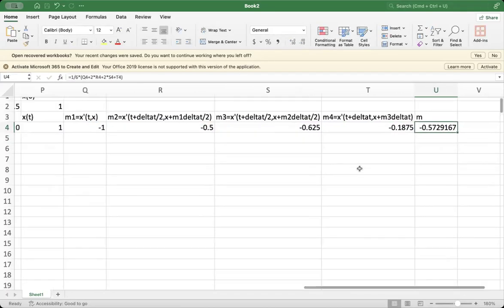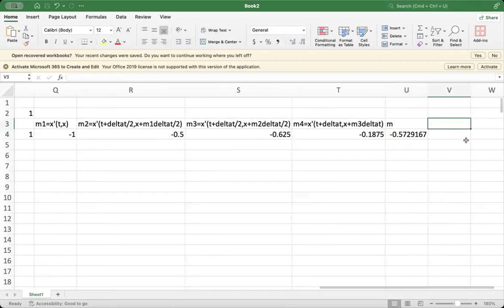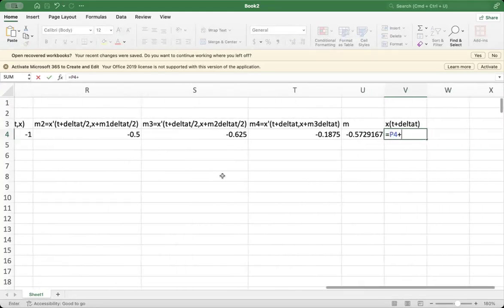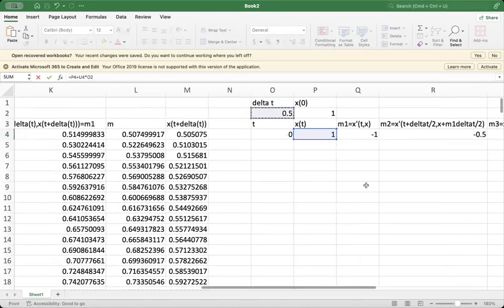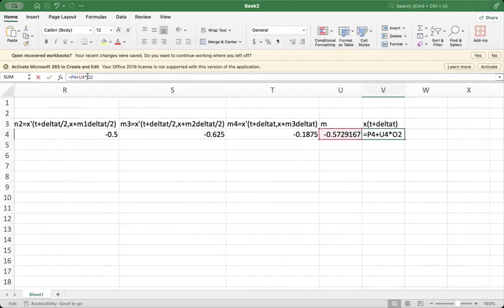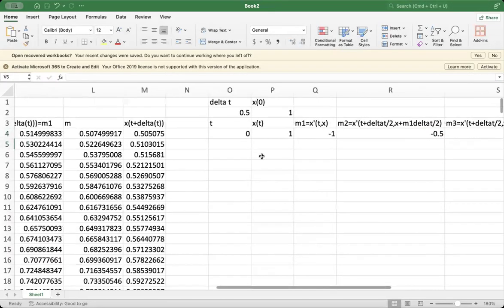And it gets you this slope that's an average of these slopes, trying to capture a lot of things. Now finally we get our next point, x of t plus delta t, the actual next point. How do we get it? We follow this slope. So it's equal to where we started, x, plus this new slope times our delta t, and to make sure that it's fixed, we put that in dollar signs. And so we get to 0.7, and now we can do it all over again.